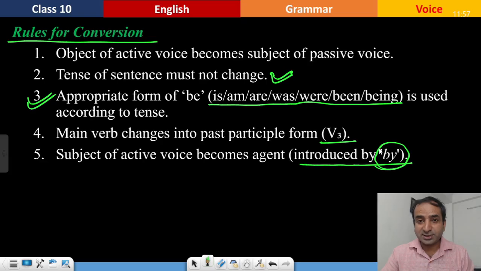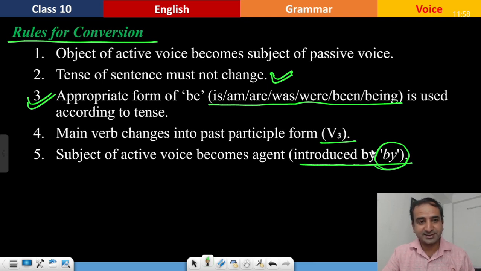And this is very easy. Just believe me, this is very easy. After doing 2 or 4 sentences, you will understand this well. Let me explain. But remember one thing, the prerequisite to this topic is the tenses. You must know tenses well.